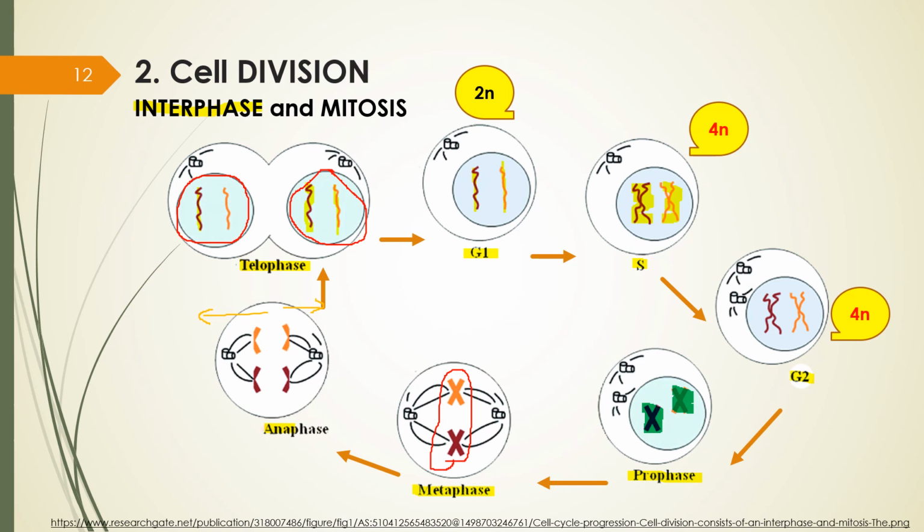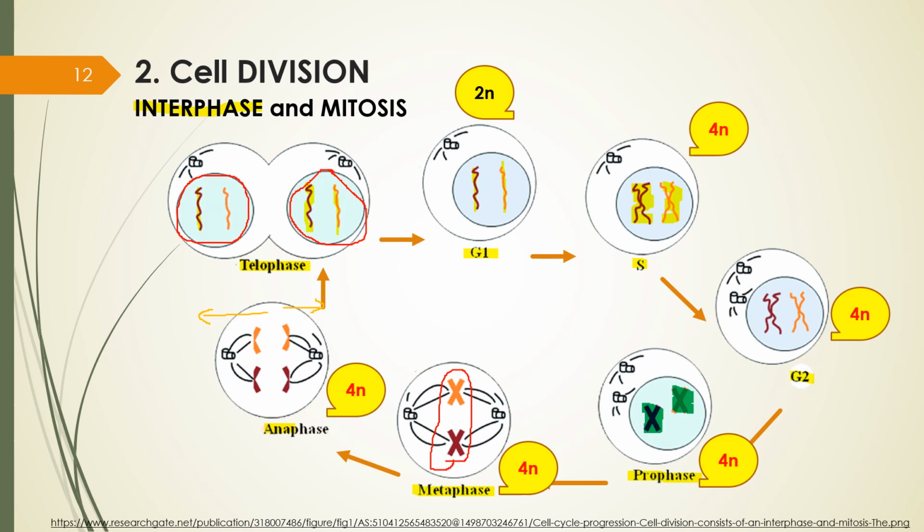After G2, I enter the prophase. Did I change the number? No. So I continue with 4n. In metaphase, did I change the number? No. So it's going to be 4n again. In anaphase, did I change the number already? They separate, but they are all in the same cell. So what's the number? 4n. Now in telophase, what's going to happen?